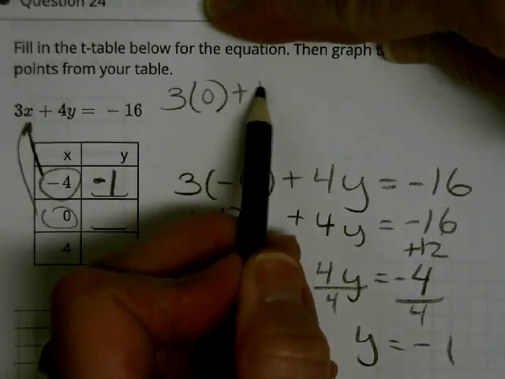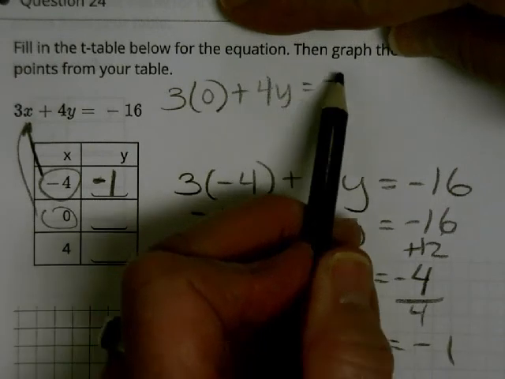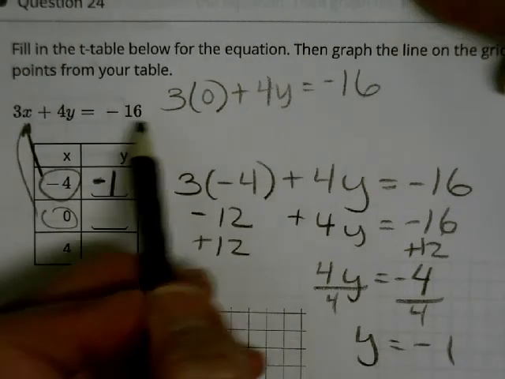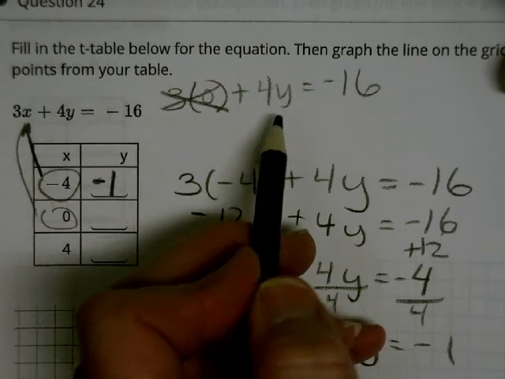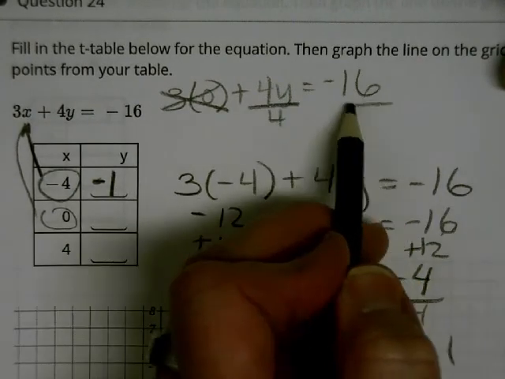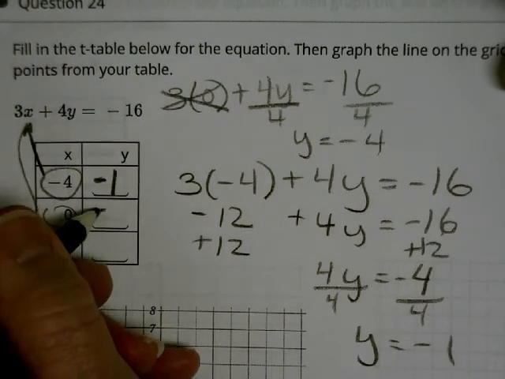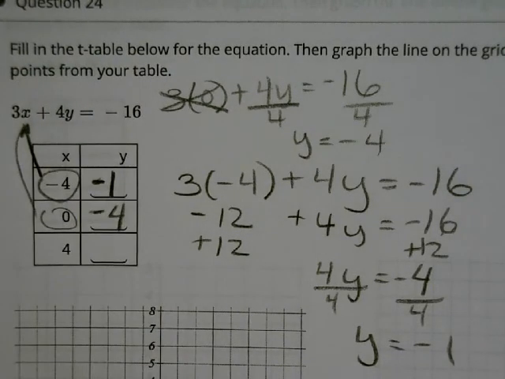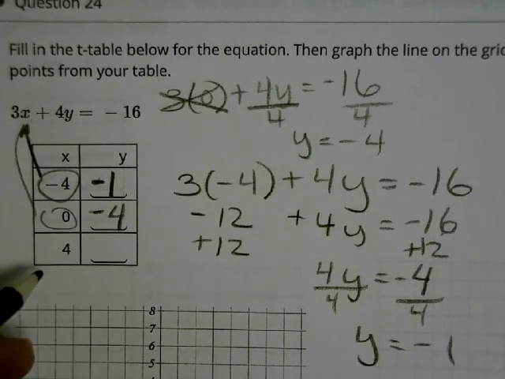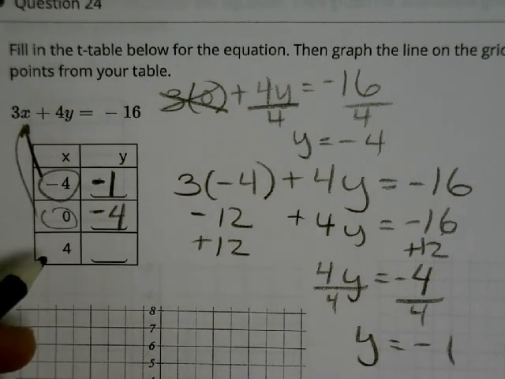That was a fun one, wasn't it? Okay, now when I put in a 0, it's a lot easier because 3 times 0 plus 4y is negative 16. 3 times 0 is 0, right? So I just have to divide by 4, negative 4. I do it a different way. And it works? Yeah.